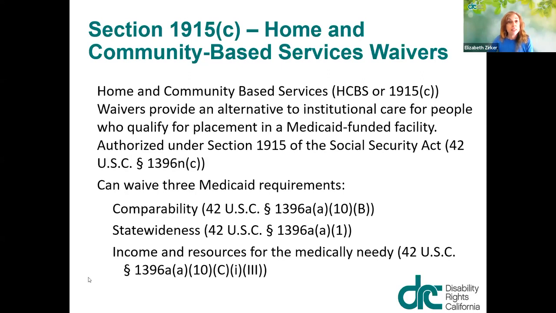Waivers also can waive statewide-ness. So that lets states target waivers to areas of the state where the need is greatest or where certain types of providers are available. And finally, waivers can waive rules around income and resource rules. And this lets states provide Medicaid to people who would otherwise be eligible only in an institutional setting, often due to the income and resources of a spouse or a parent. And Anna talked previously about institutional deeming, which is what happens through a 1915C waiver.